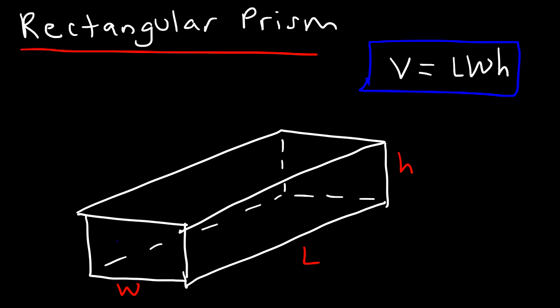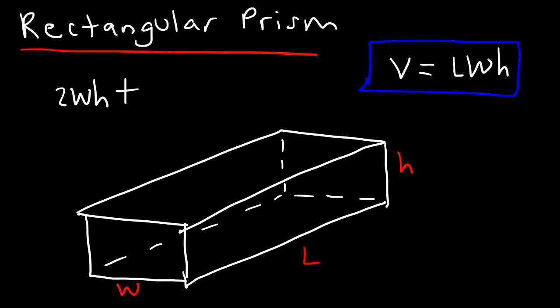Well, first, we need to add up the area of all 6 faces. So let's start with the face in the front and the one in the back. Notice that the area of each of those faces is the width times the height, where the height is h. And there's 2 of them, so it's going to be 2WH. So that's the area of the front and the back.